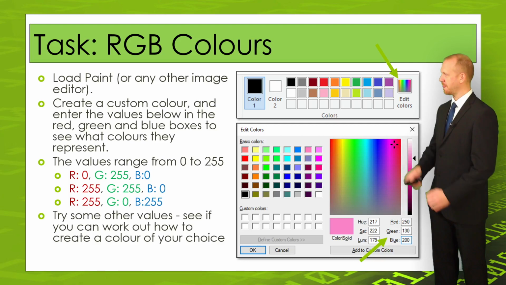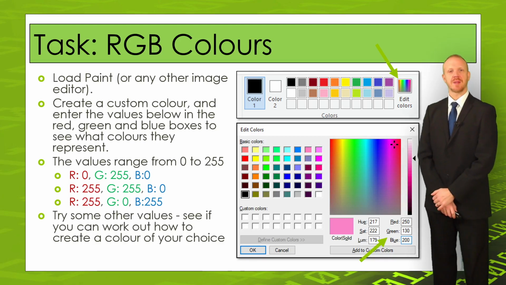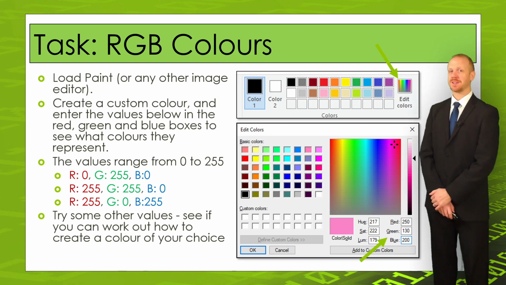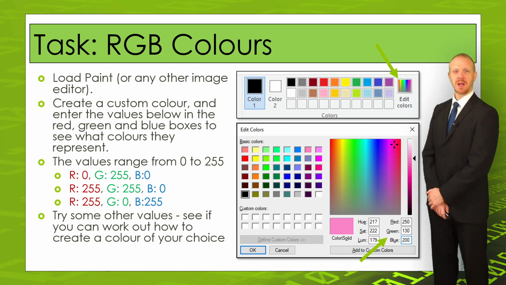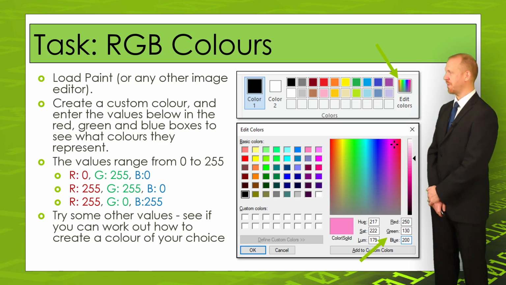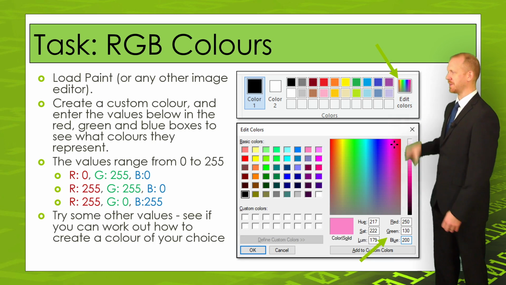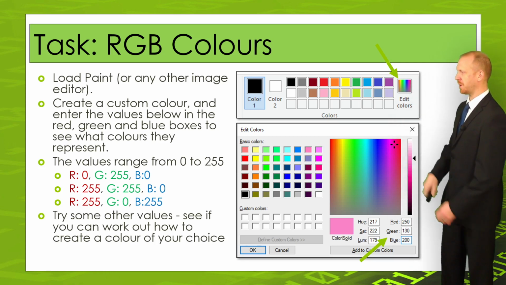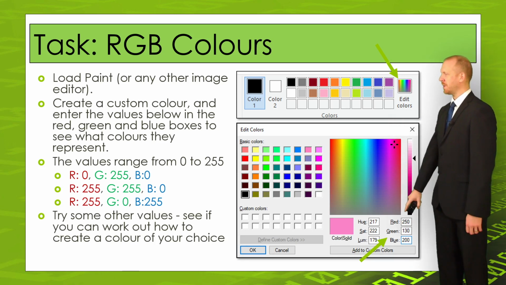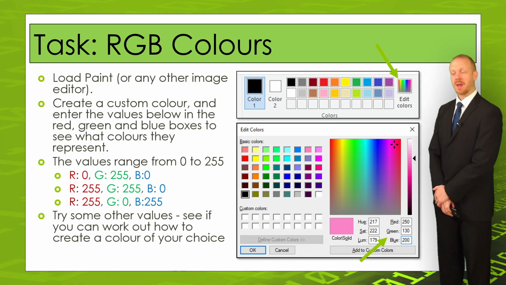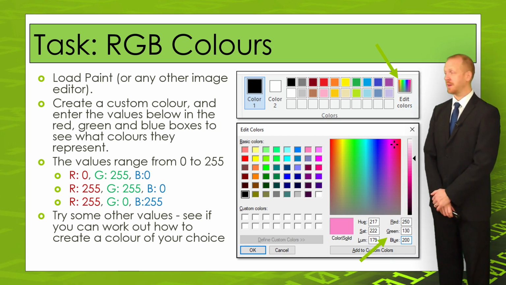Right, so a little task to have a go at. If you're on a Windows PC, which most of you will be, you can load Paint and do this. If you're on a different type of computer, there's probably an image editing software that will do a very similar thing. In Paint, along the top, you can click on this Edit Colours button, and this window will appear. Then what you can do, down there, you can input intensities for red, green and blue, and it will show you the colour that would result in.